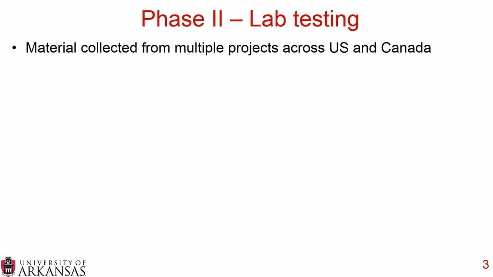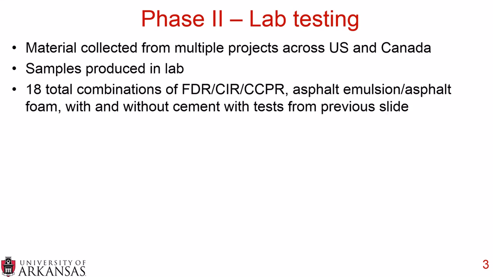The meat of the report revolved around Phase 2 and Phase 3. In Phase 2, they did extensive laboratory testing, so they collected material from multiple projects across both the United States and Canada, and they produced samples in the lab. And in total, they had 18 combinations of FDR, CIR, CCPR, with asphalt emulsion and asphalt foam in both with and without Portland cement. And they ran all of the tests that we showed on the previous slide on this material.